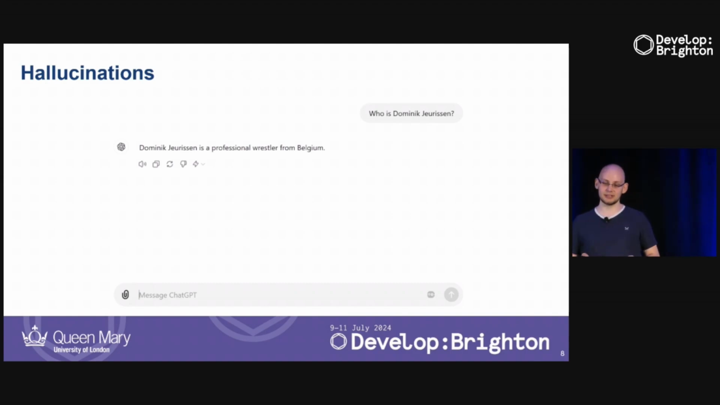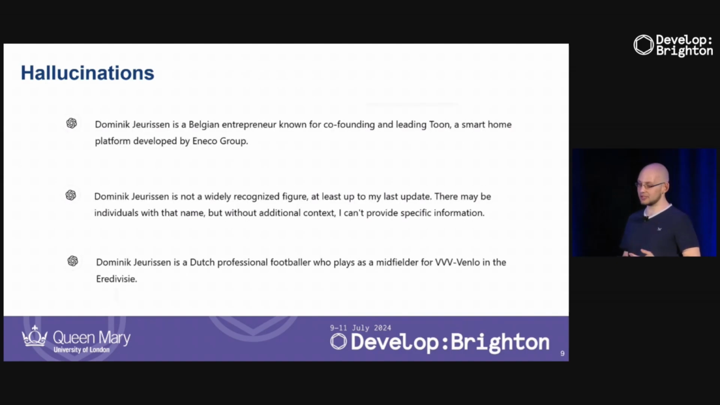So I asked it multiple times, who is Dominic Jurgensen? And then it told me I'm a Belgian entrepreneur. I'm not sure what it has with Belgium. Then it finally told me I'm not a widely recognized figure, which I found kind of rude, but might be fair. And finally it told me I'm a Dutch professional footballer. Yeah, none of those people exist. And the reason for this is large language models simply predict text. They don't care about whether something is true. As long as something looks like it could continue the piece of text that we've given it, it's just going to spit out whatever it thinks might seem correct.